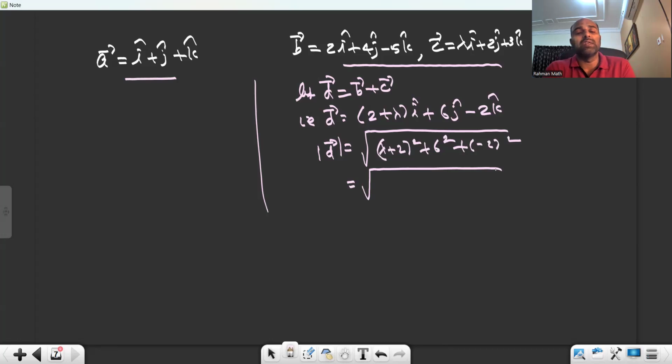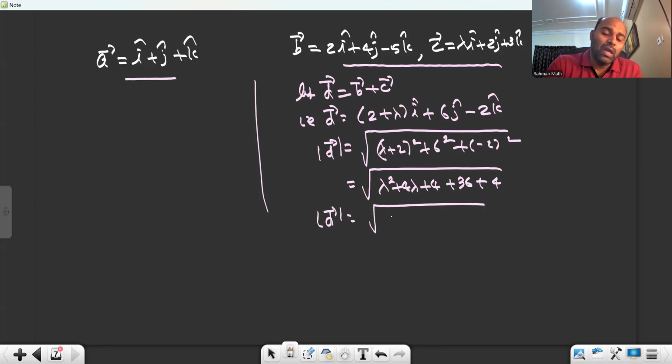Lambda square plus 4 lambda plus 4, plus 36, plus 4. So magnitude of D you got: root of lambda square plus 4 lambda plus 44. Therefore, D cap equal to.